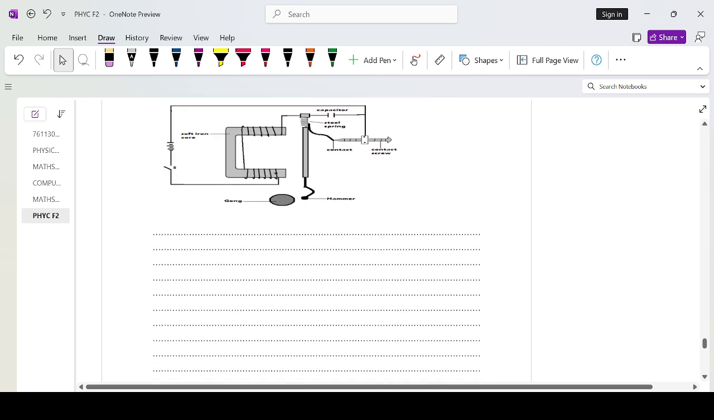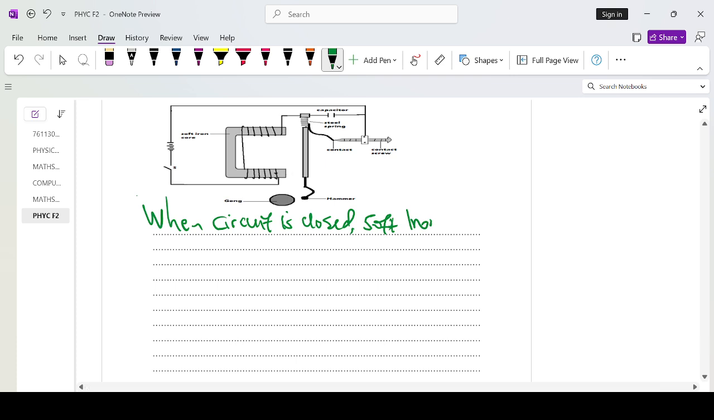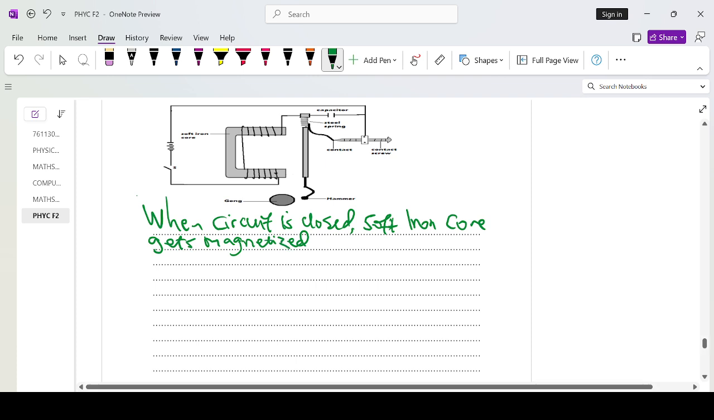So basically, that's what we need to put there. We say when the circuit is closed, the soft iron core gets magnetized and attracts the armature, hence striking the gong, like that.